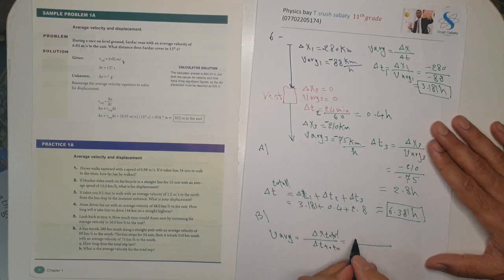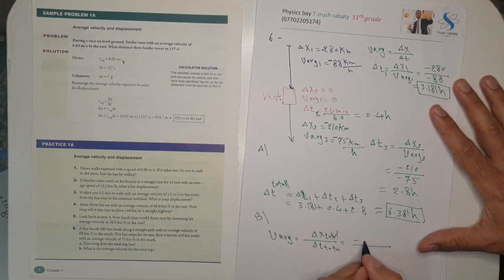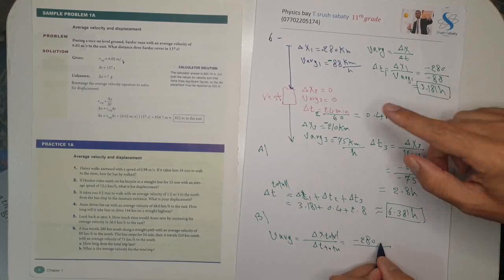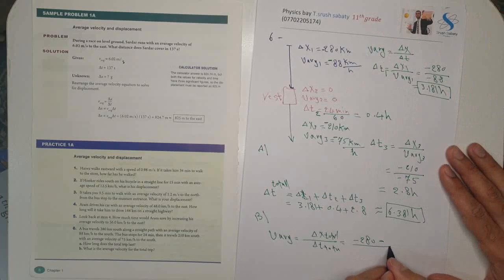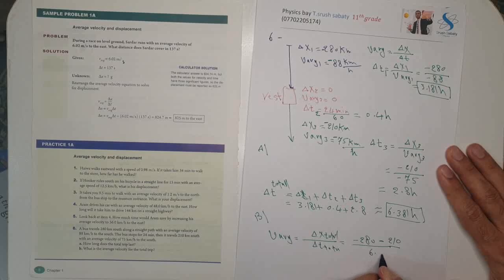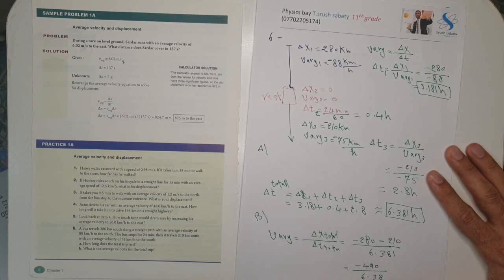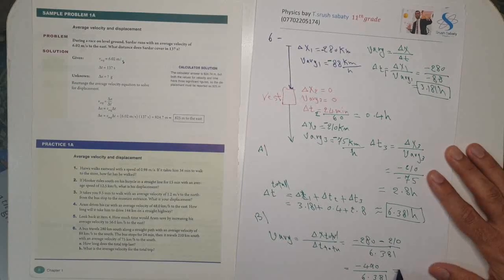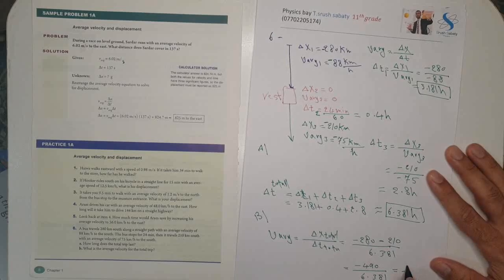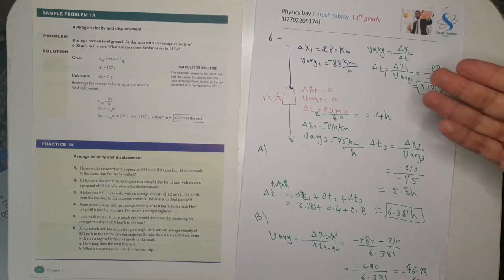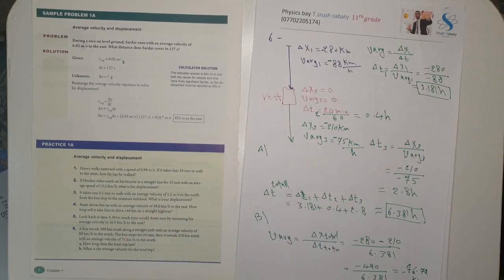What about delta x total? Delta x total is equal to minus 280, plus 0, minus 210, which is minus 490, divided by 6.381, so the result will be minus 76.79 kilometers per hour. This is the answer of question 6.